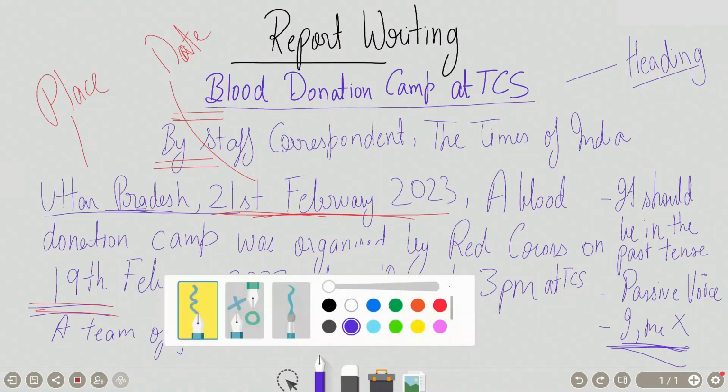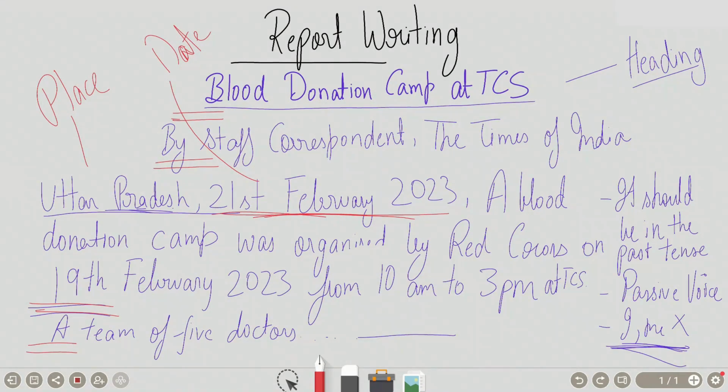Okay. Then the concluding paragraph, you will again leave one line. You will write the report. How will you write the report? You will paragraph it. Paragraphing is very important in report writing. You will not write in points. So paragraphing is very important.